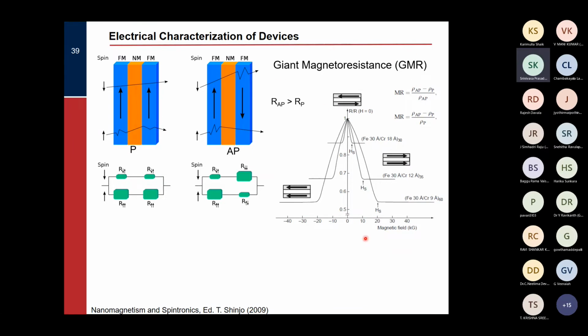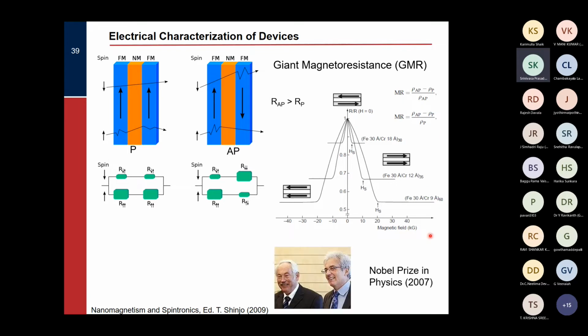So by simply changing the magnetic field, I am creating a giant difference between the resistance at different conditions. For this discovery, these two scientists got the Nobel Prize in physics in the year 2007. His name is Peter Grunberg, and this is Professor Albert Fert.